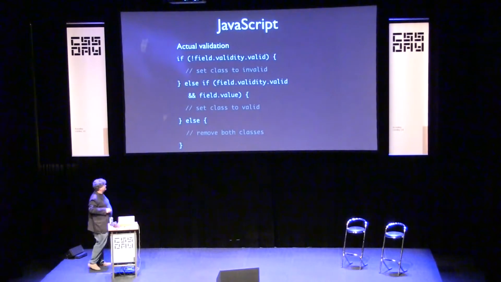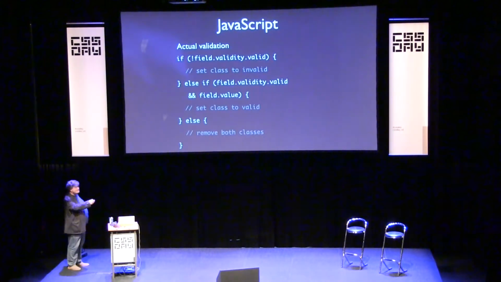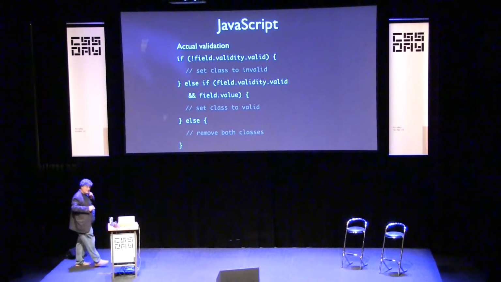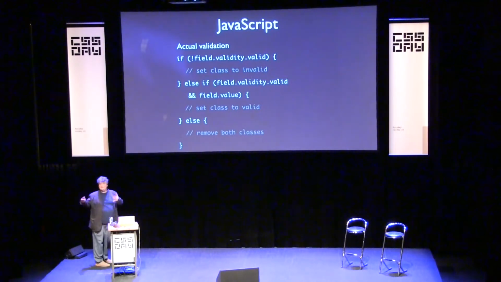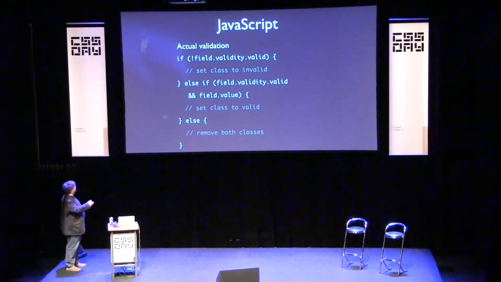Then the actual validation is extremely simple. I am going to use validity.valid here. You can also use validity.patternMismatch or whatever you like. That is the nice thing about the whole validity thing. You can actually figure out exactly why a field is invalid. If the field is not valid, you set the class to invalid. If the field is valid and has a value, important detail, set the class to valid.